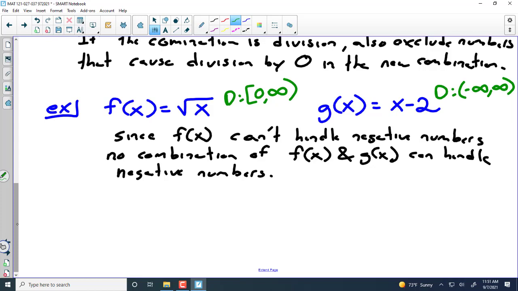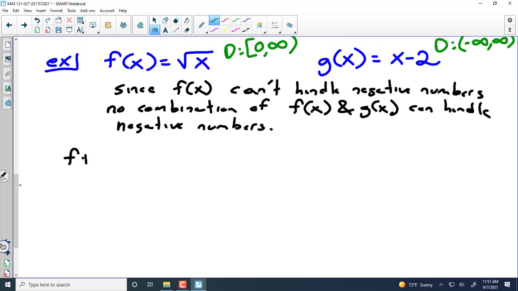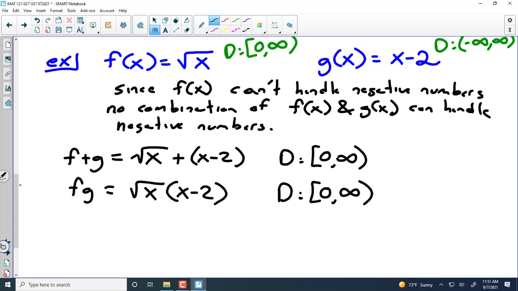Does everyone see that? Doesn't matter if you add, subtract, multiply, or divide, I need to make sure that both functions are happy. So, if someone asks me to do f plus g, the domain of that is 0 to infinity, because I need to make sure that I make the f function happy. Doesn't matter that the g function can handle anything, since f is a part of this, I need to make that happy. If I do f times g, I need to make that one happy.